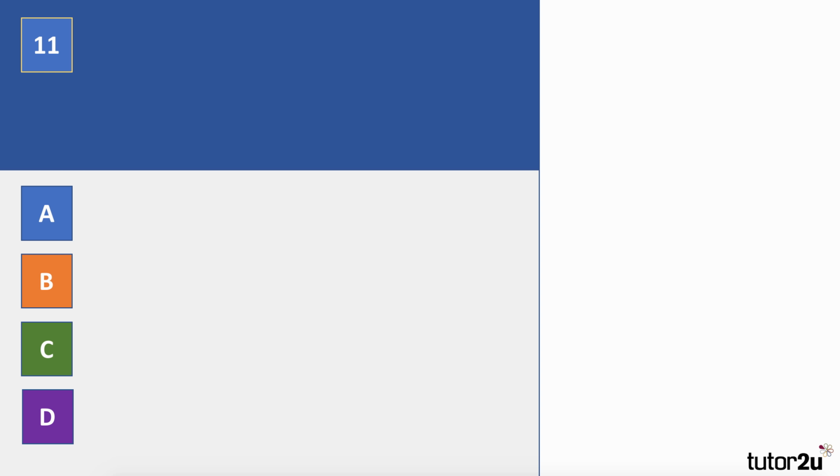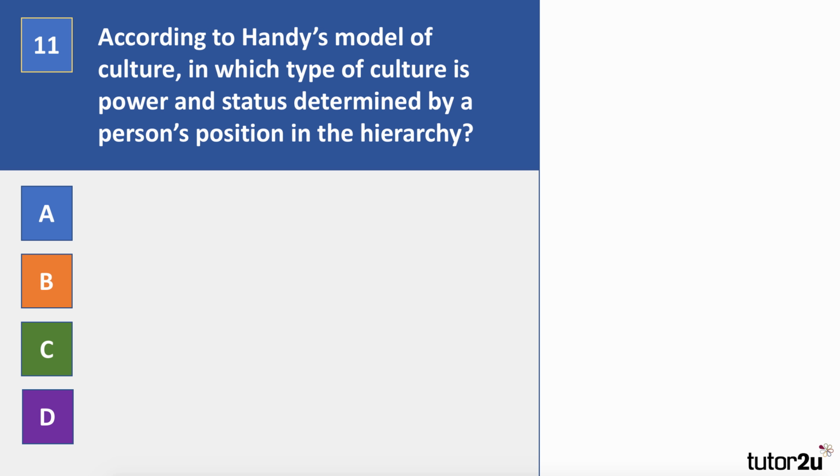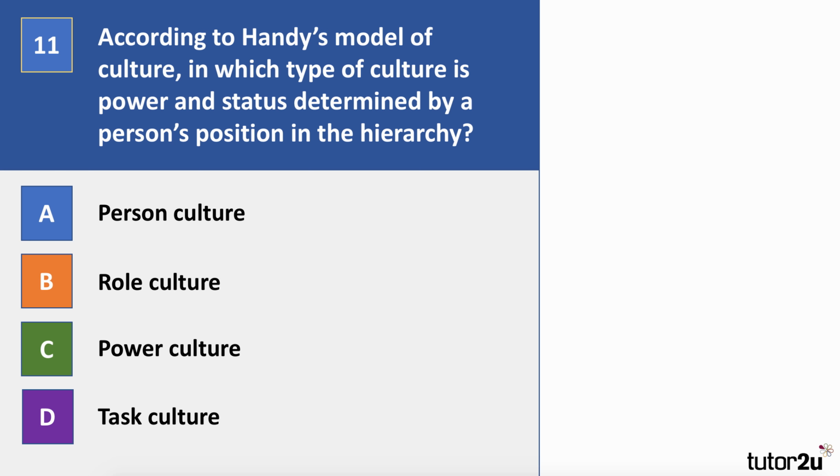Question 11 now. According to Handy's model of culture, in which type of culture is power and status determined by a person's position in the hierarchy? Which of these 4 is it? Pause the video, make your selection.